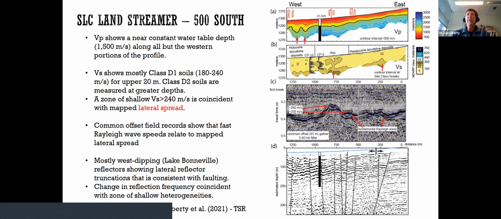And then at the same scale down here, you see the reflection image, and you can see nice reflectivity here. And then we see these tilted reflectors, and then again, flatline reflectors or tilted the other direction. So we've interpreted a series of faults in here, hence the interpretation that we have this broad distributed fault zone that lies beneath Salt Lake City. So that's how we've kind of pulled that together.